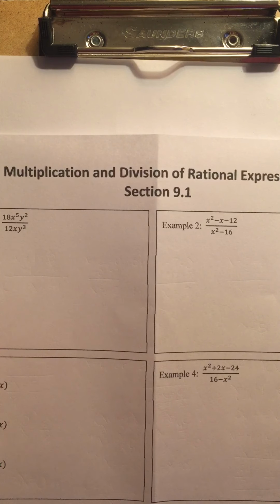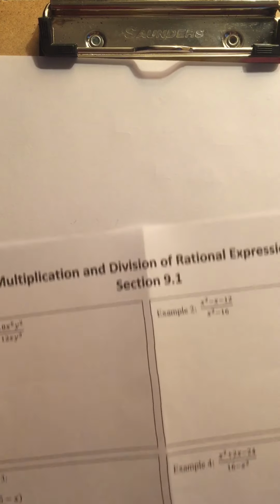These are the notes for section 9.1, multiplication and division of rational expressions. First, let's talk about that word rational, and remember that rational means fraction. So we are multiplying and dividing fractions. This time we have variables to deal with. So let's take a look at example 1 first.